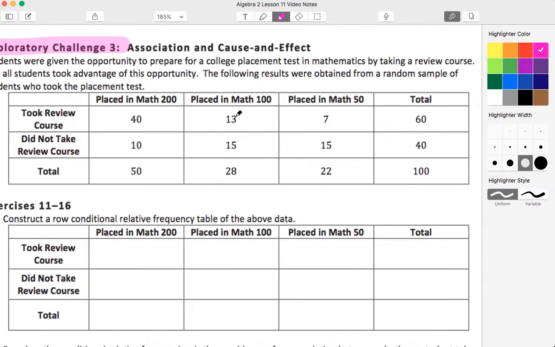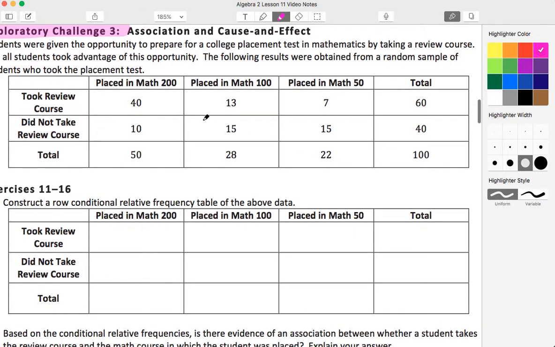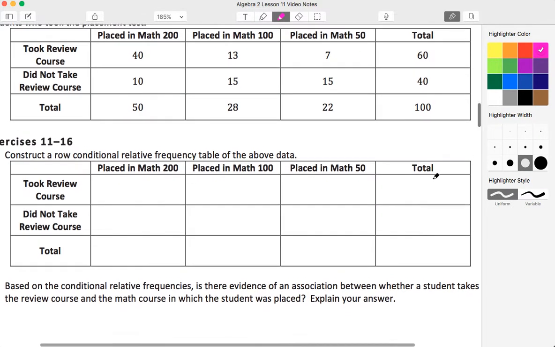Okay, I'm just going to scan this table. I have two conditions. People who took the review course, 60. People who did not take the review course, 40. There's a total of 100 students. There's students that got placed in Math 200, 50. I'm guessing Math 200 is the higher math course and Math 50 is not. Okay, there's a total of 50 kids in the Math 200 course, 28 in the Math 100 and 22 in the Math 50. Makes a total of 100. I have scanned the table.